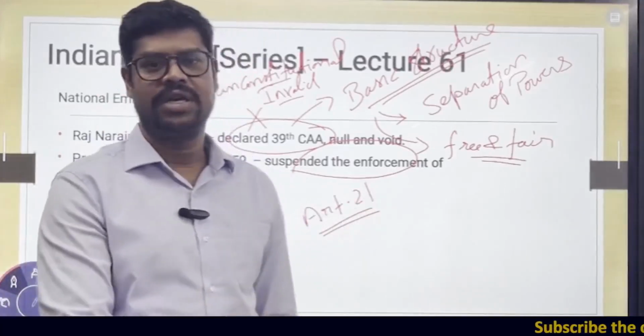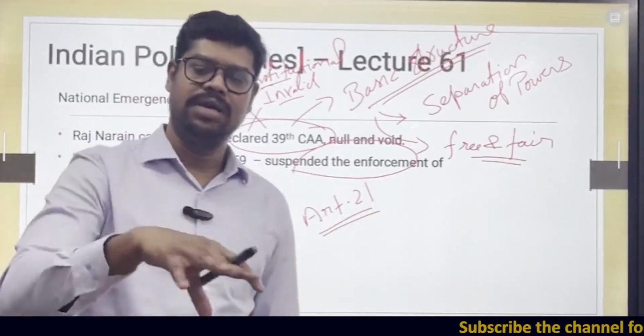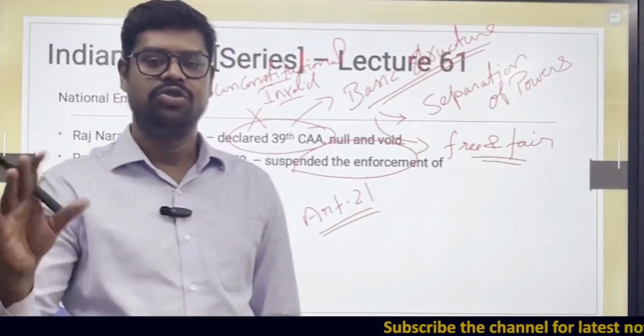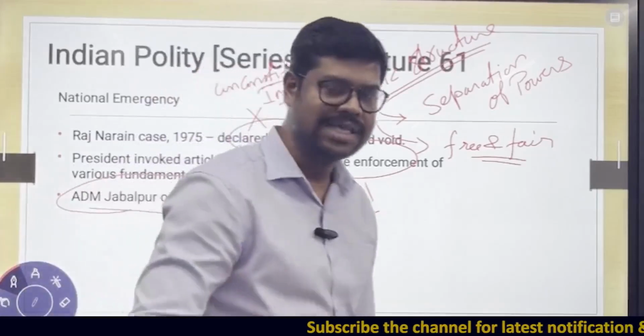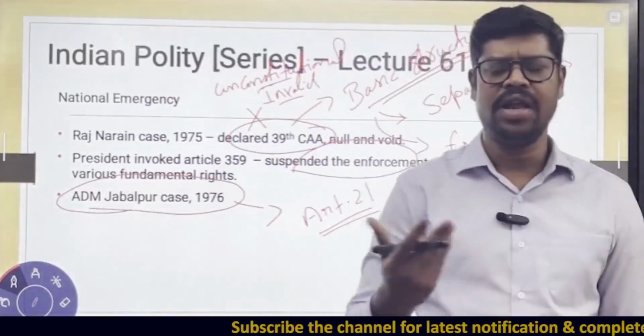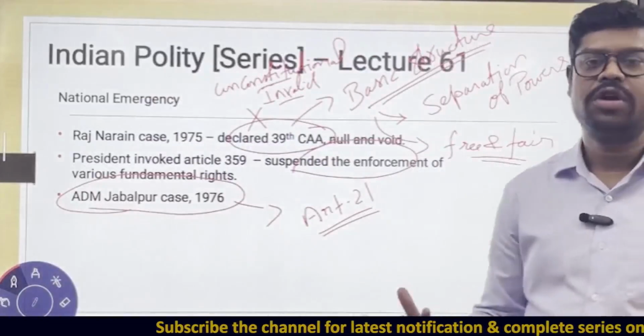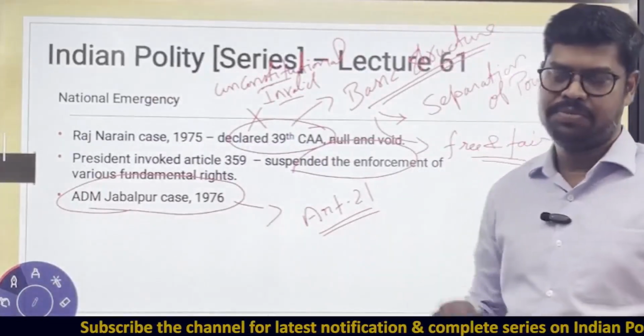So here in the present case, there is a national emergency, and based on the national emergency, using Article 359, the President has suspended the right to life and liberty. So therefore, we are not in a position to provide any remedy to these people.